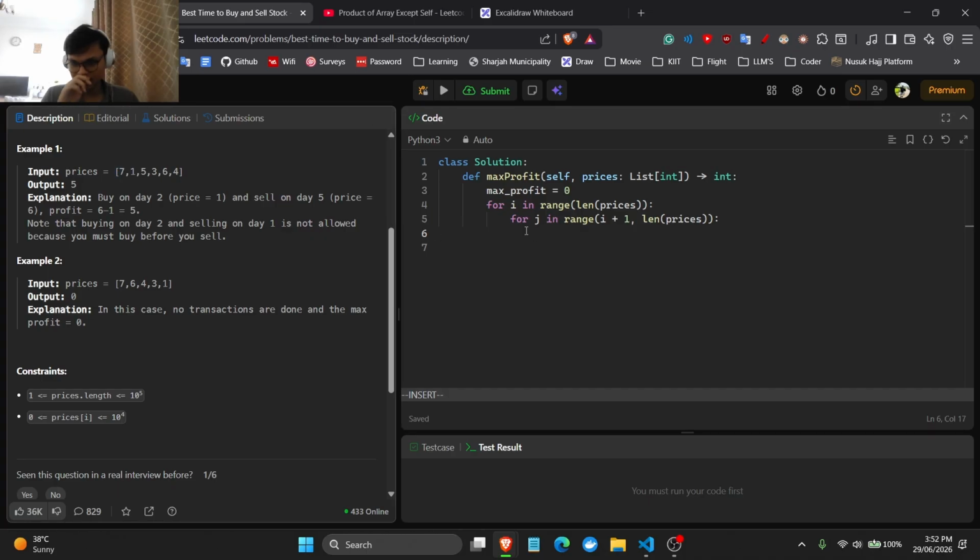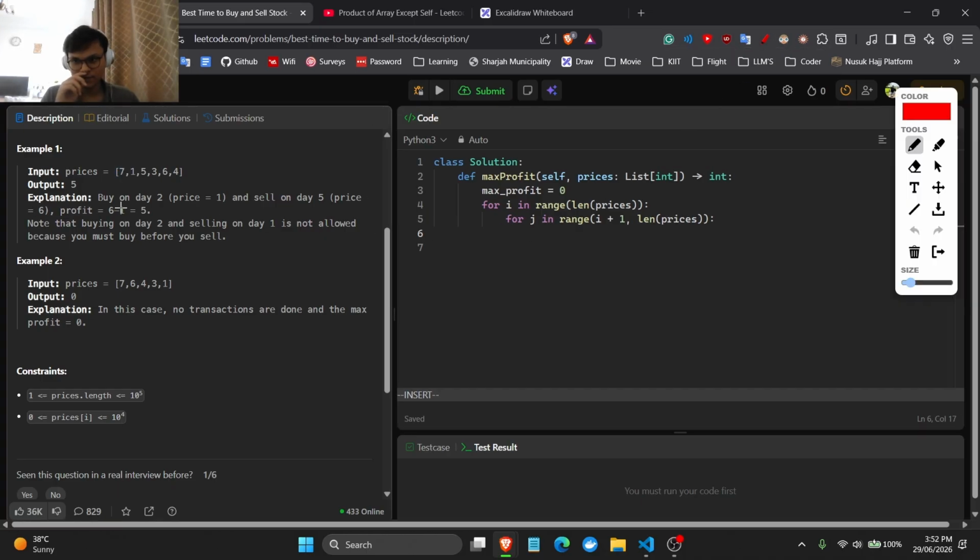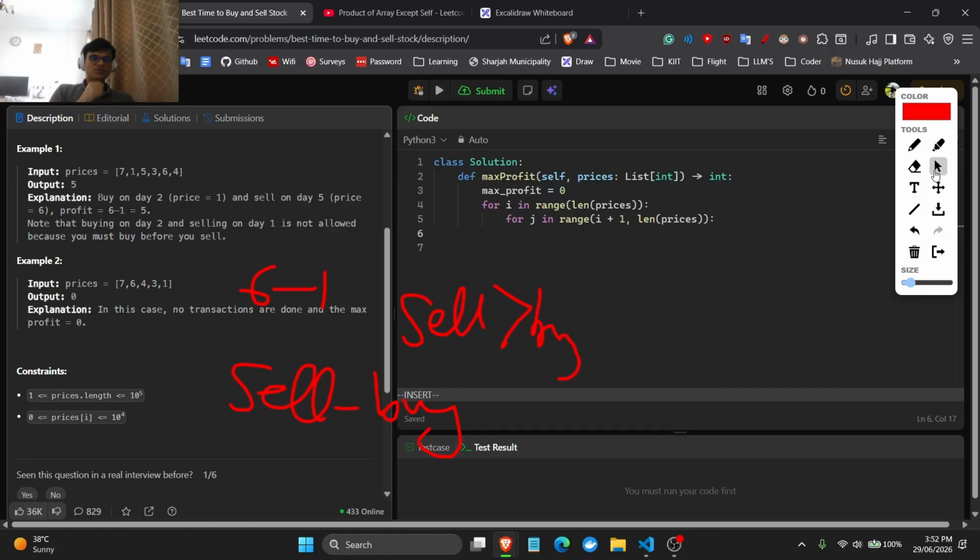Because I'm buying this, the profit is sell minus buy. If sell is greater than your buy, you have a profit, essentially, because you have bought it for less and sold it for more. So what that means is max profit is equal to max of max profit, or prices[j] minus prices[i].